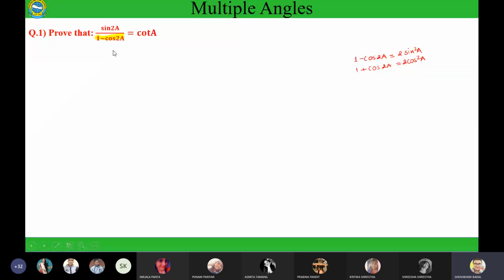Okay, so sin 2a by 1 minus cos 2a is equal to cot a. Though we may use the formula directly here, 1 minus cos 2a is equal to 2 sin square a, I'll solve it by a different approach at first. Do you think that there are a lot of ways to solve a question?